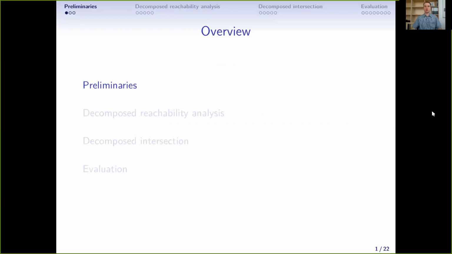The talk is structured as follows. I will first shortly explain what linear hybrid systems are and how you can do reachability analysis for them in a classic way. And then I will come to the main part, which is our new decomposed analysis algorithm. And then I will talk a bit more about the intersection operation, which is at the heart of this algorithm. And in the end, I will show some evaluation.